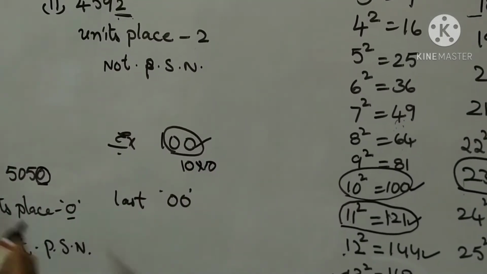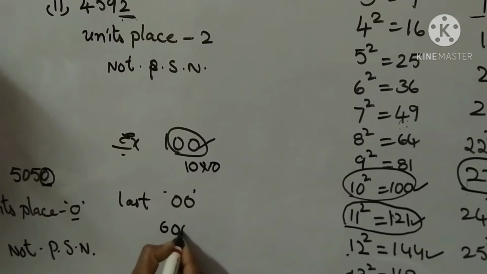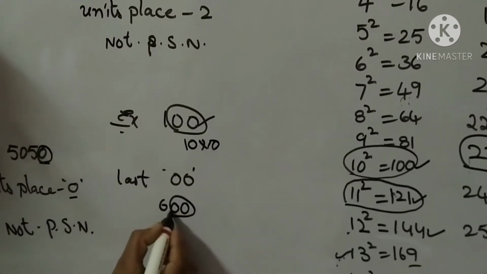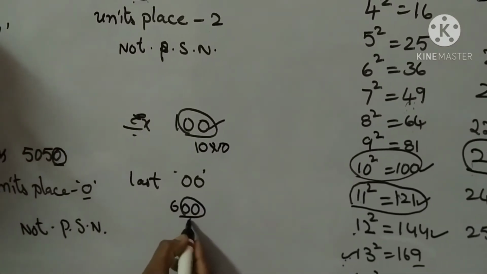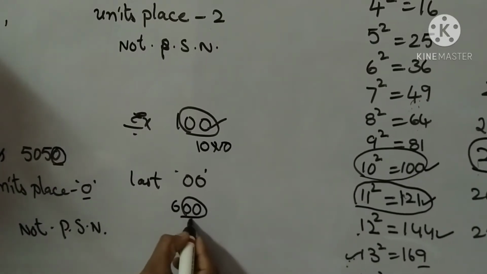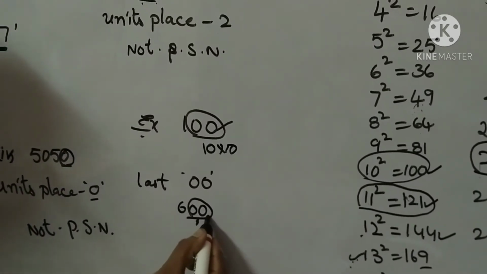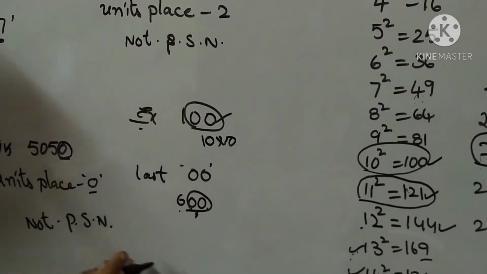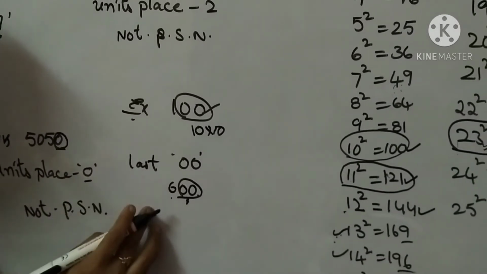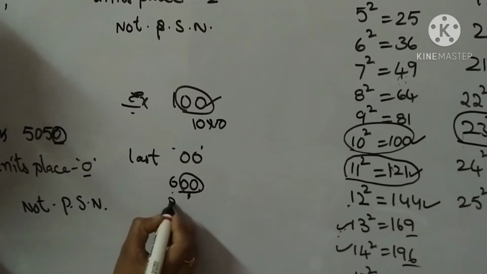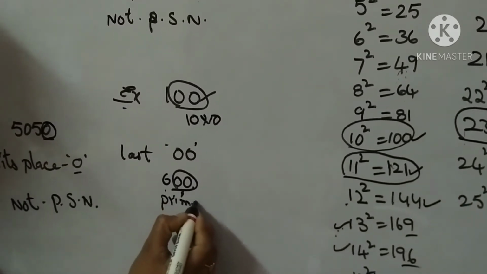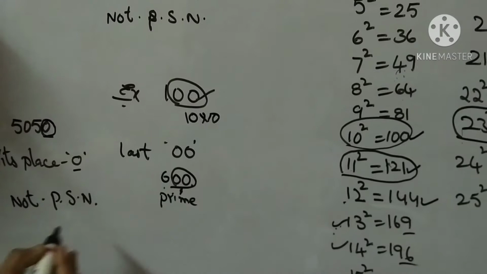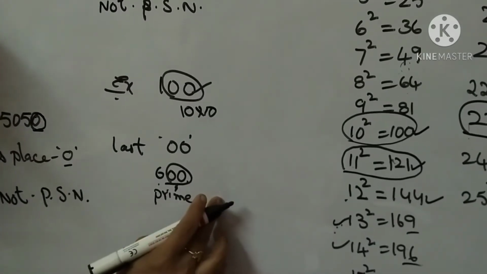Okay children. For example, 600. The last 2 zeros are there. So is it a perfect square? Is 600 any square number? No. We need the prime factorization method. Do the prime factorization method and they will get the factors.